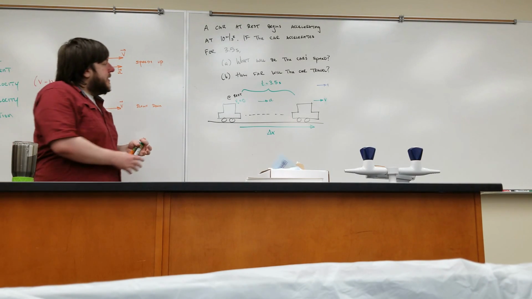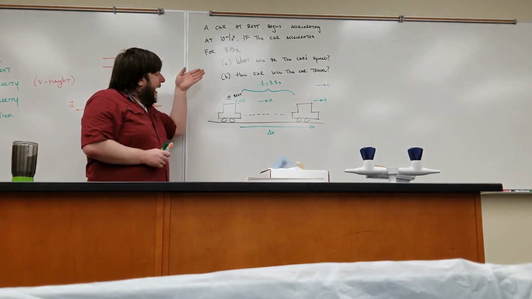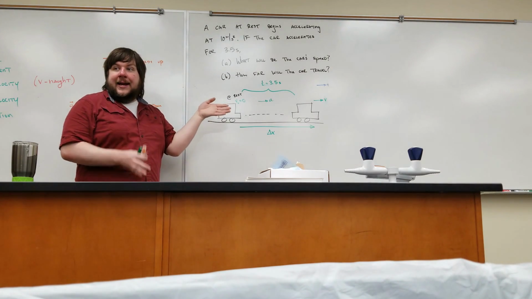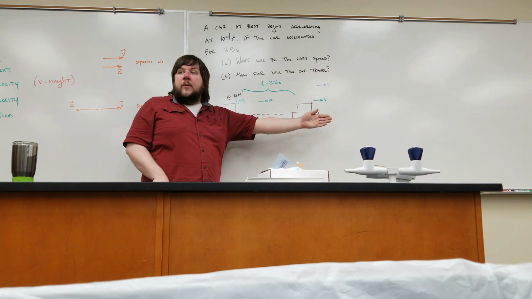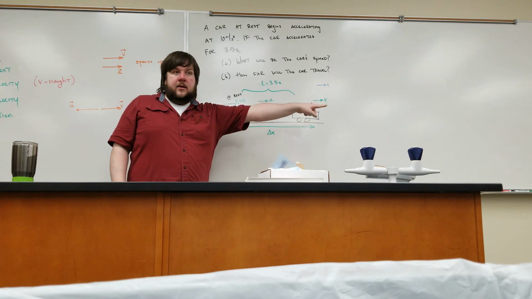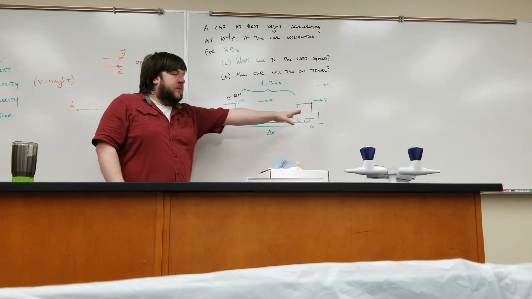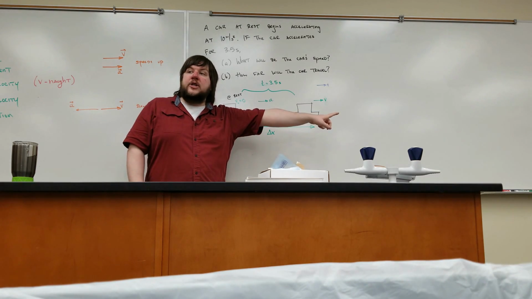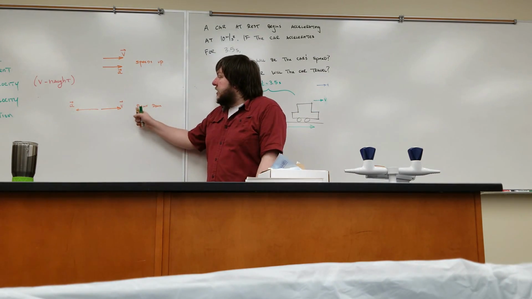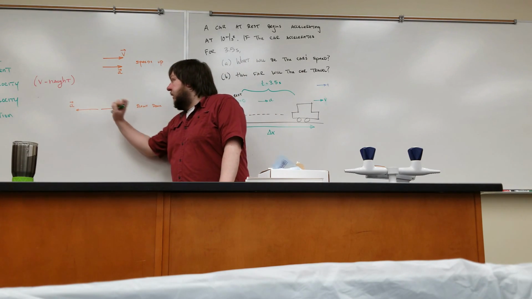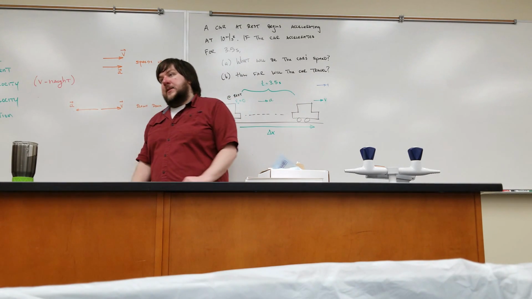So if I were to say that this car was traveling at 10 meters per second and it hits its brakes and comes to a stop, where would its velocity be pointing? To the right, because it's moving to the right. But where would its acceleration point? To the left, because any object that slows down, its acceleration and velocity point in opposite directions.